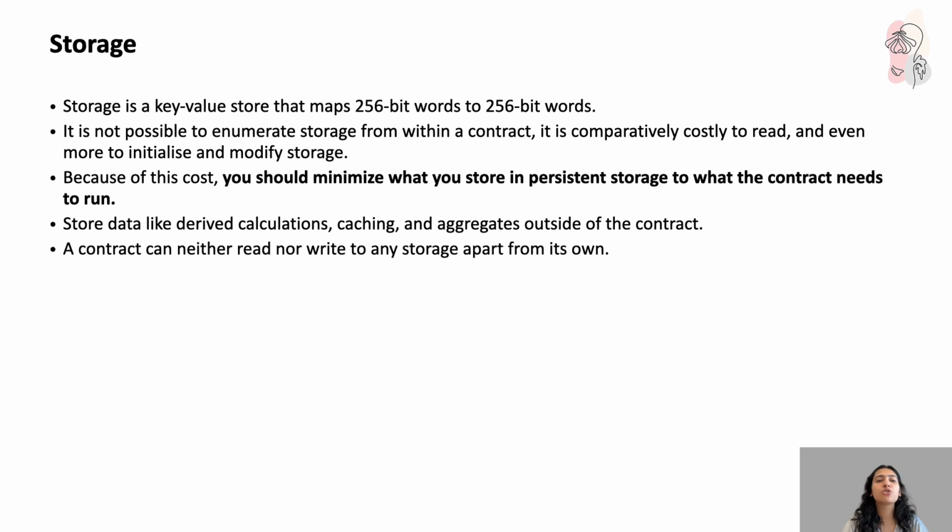Because of this cost, you should minimize what you store in persistent storage to what the contract needs to run. So, whatever you're storing in the persistent storage is something that you always need. So make sure that if there is some caching or some temporary calculations, derived calculations, aggregates, you're keeping them outside of the contract in your memory. A contract can neither read nor write to any storage apart from its own.